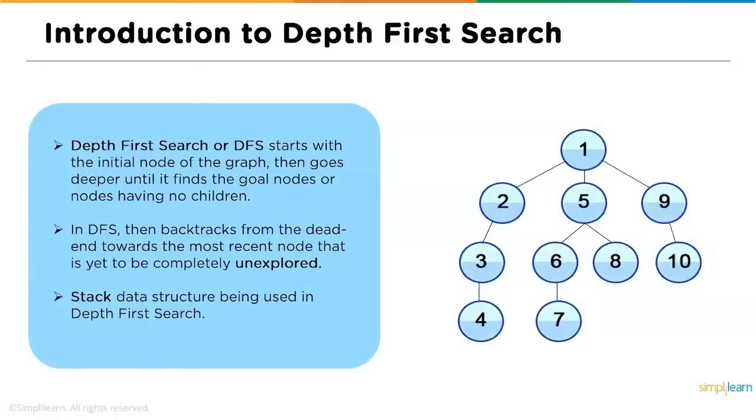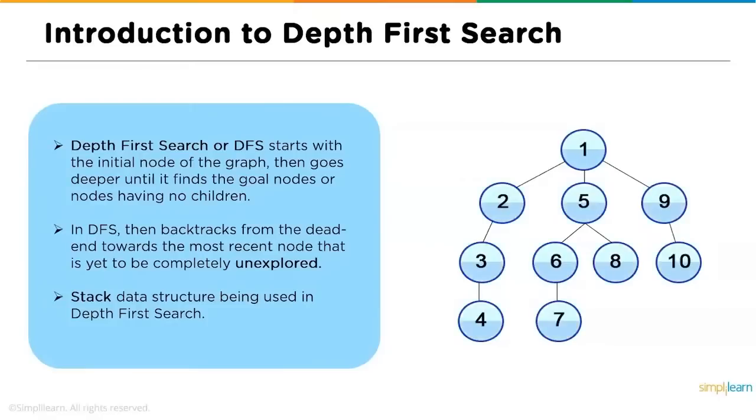So DFS starts with the initial node of the graph, then goes deeper until it finds the goal nodes or the leaf nodes, the nodes that have no children. That is the end part. Here you can see 4 and 7 are the leaf nodes. So the depth first search algorithm runs till the end of all the nodes. That is 8, 10. All these are the leaf nodes or the last goal nodes. In DFS, the backtracking starts once all the nodes are explored. And the DFS algorithm uses a stack data structure for its traversal. Now that was a brief introduction to the DFS algorithm.